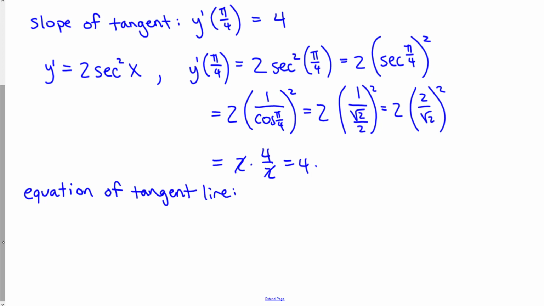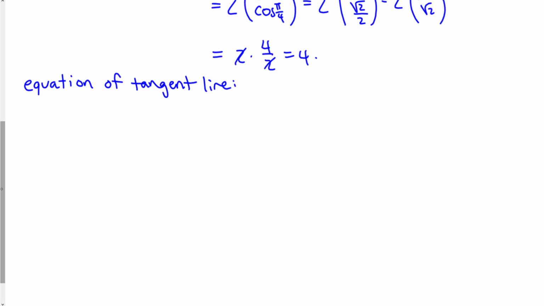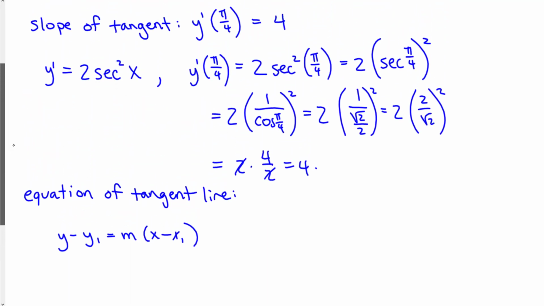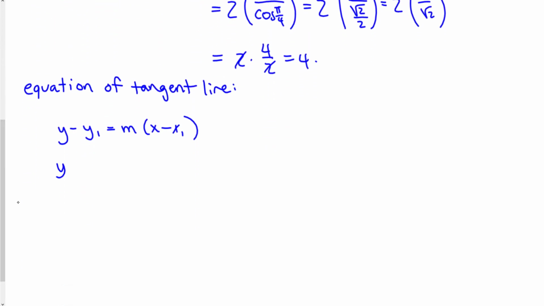what I have to do is use the point slope form of a line. So y minus y1 equals m times x minus x1, and plug in my point and my slope that I've just found. So the point that we had was pi over 4, 2. So this would be y minus 2 equals 4 times x minus pi over 4.